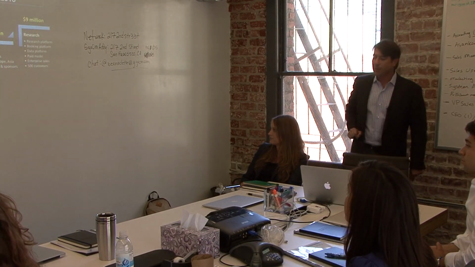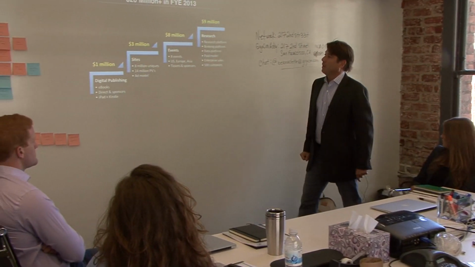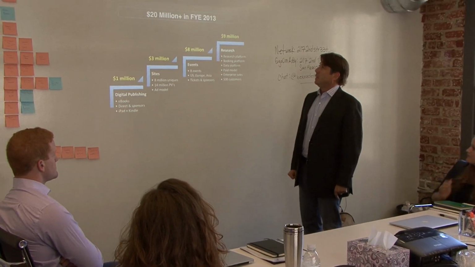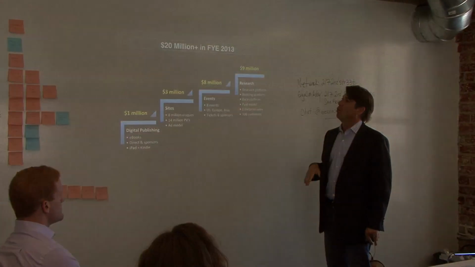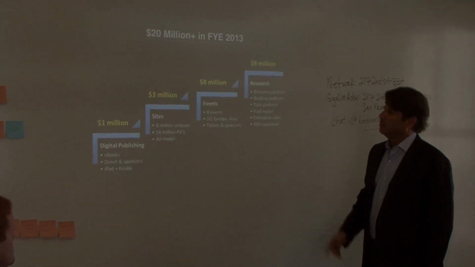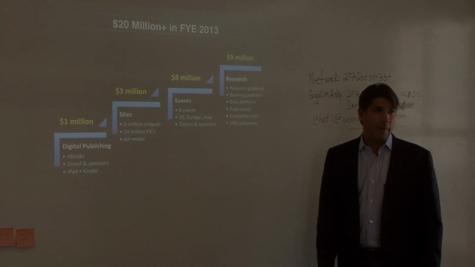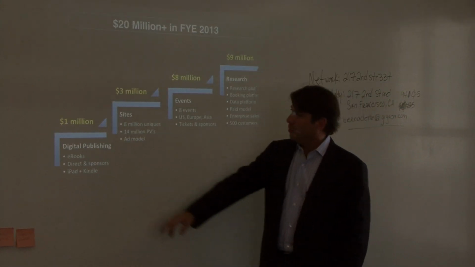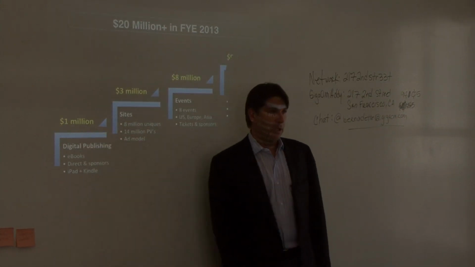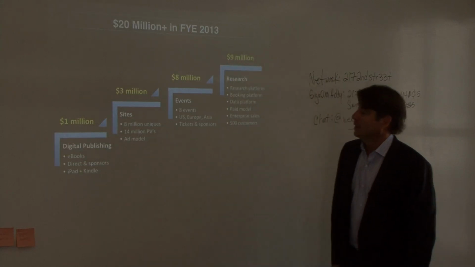So, lastly, what's the opportunity here? This year, we're going to hit $12 million in revenue. Next year, I expect to hit $20 million in revenue. How am I going to do that? Well, digital publishing, I don't know. Maybe we'll make $1 million off of that. Who knows? I don't know. We just launched it. Who knows?